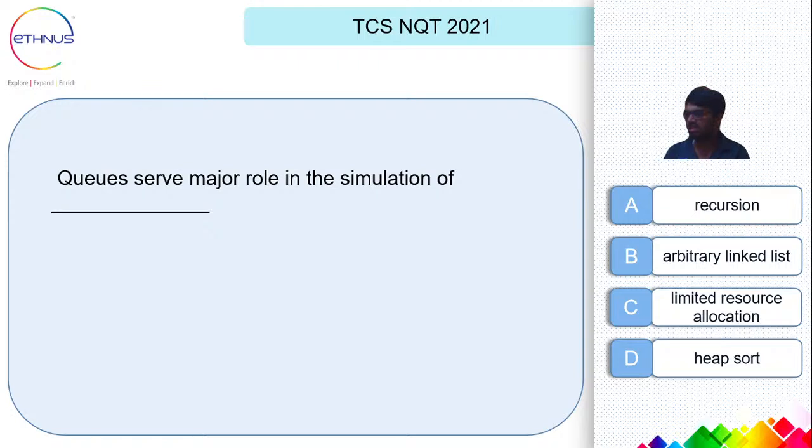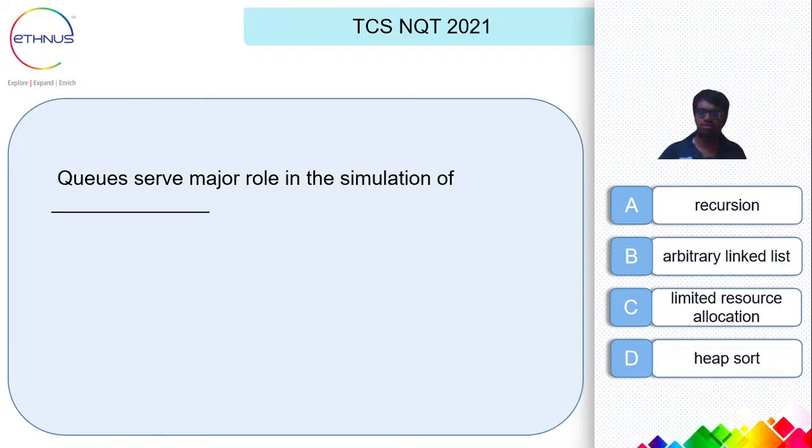And option B is arbitrary linked list. This is not remotely related to queue because using a linked list you can simulate a queue. You can simulate a stack also, but that doesn't seem more apt over here. C is limited resource allocation. This seems actually a viable option, but let's go to the fourth option, heap sort. So heap sort is all about a heap data structure that is like a tree-like data structure, and then you will sort the numbers. All right, that is nothing but heap sort. Even this doesn't feel apt for this current question.